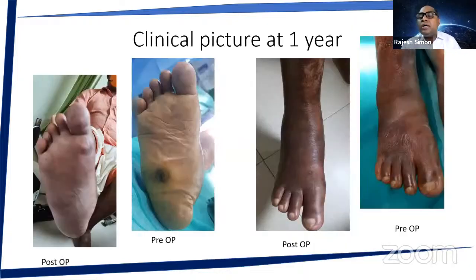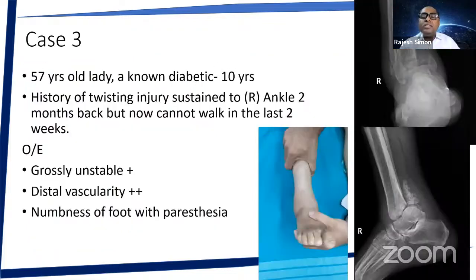You can see the whole limb is completely changed. We put 3.5 plates in that foot. You can see the difference. The foot is now much better and no ulcer at 1 year's time.